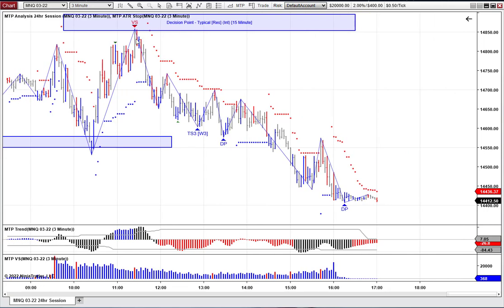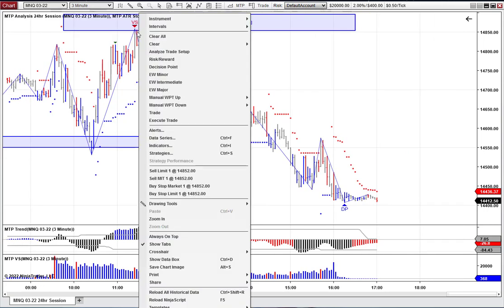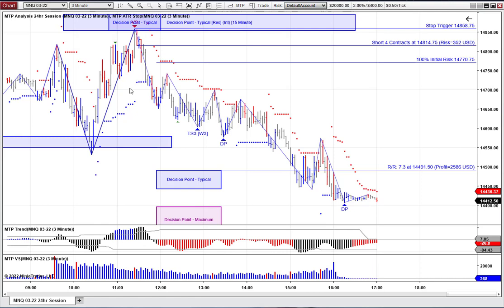So let's see the result of this trade. If I right mouse click over the red sell bar, do analyze trade setup, this would have been the target at the time. And as you can see, the market did decline nicely for the rest of the day, reached the target just before the standard close of the US session, where a profit of approximately 7.3, or just over 7 times the initial risk, was available.